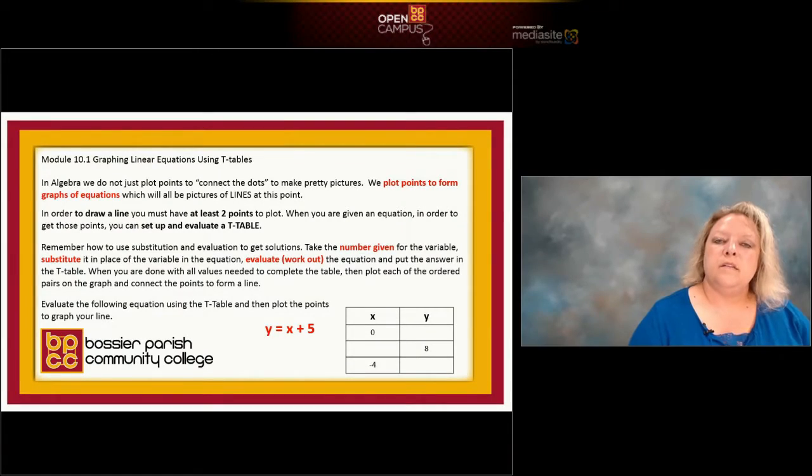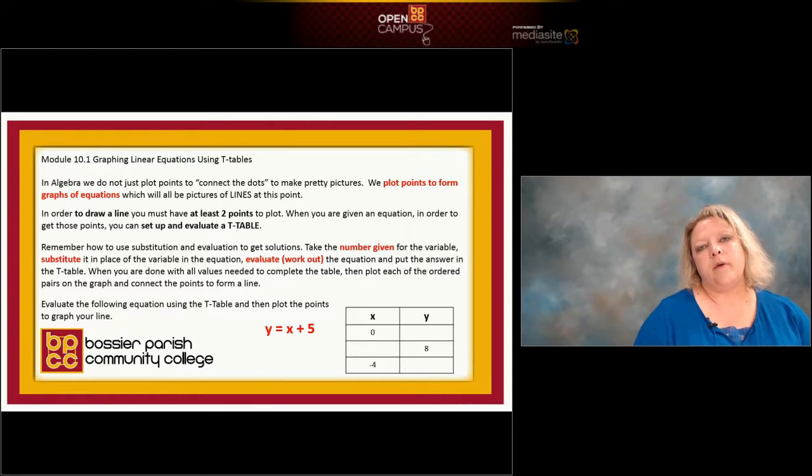Hi. So we're starting a new module now, Module 10. And in Module 10, we're going to physically graph equations of lines. So when we graph these equations of lines, there are several different methods we could use. We're going to start out with something called a t-table.